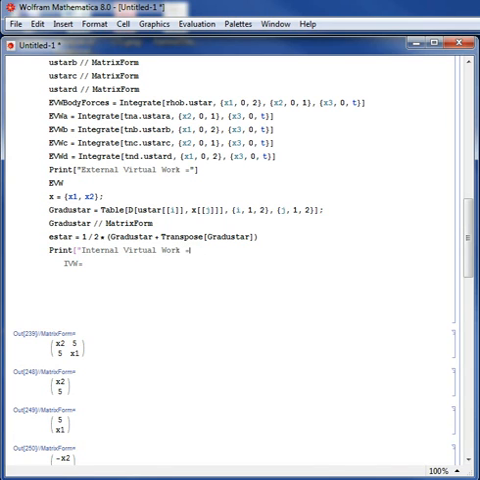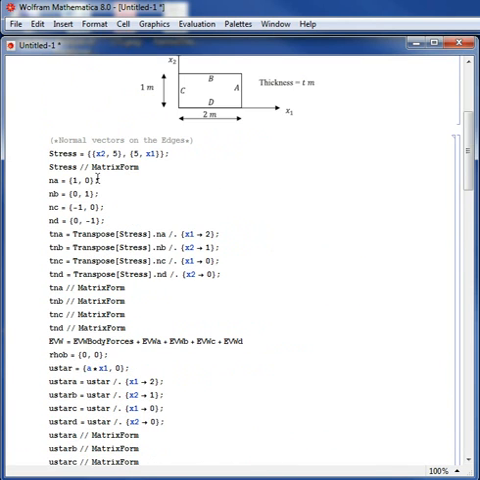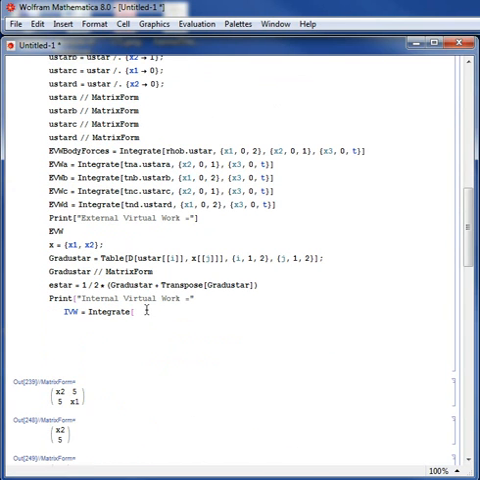is equal to the integration of sigma 11, which is the stress. We've already defined the stress matrix. So this is the stress 11 multiplied by epsilon star 11 integrated over the volume. The volume of the plate is x1 from 0 to 2, x2 from 0 to 1, and x3 from 0 to t.